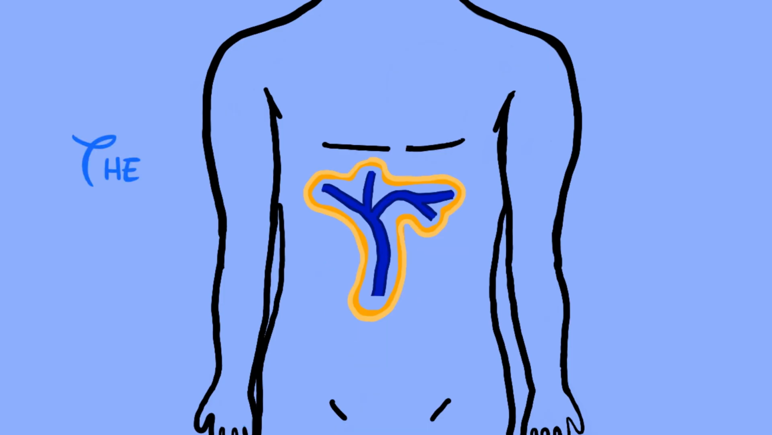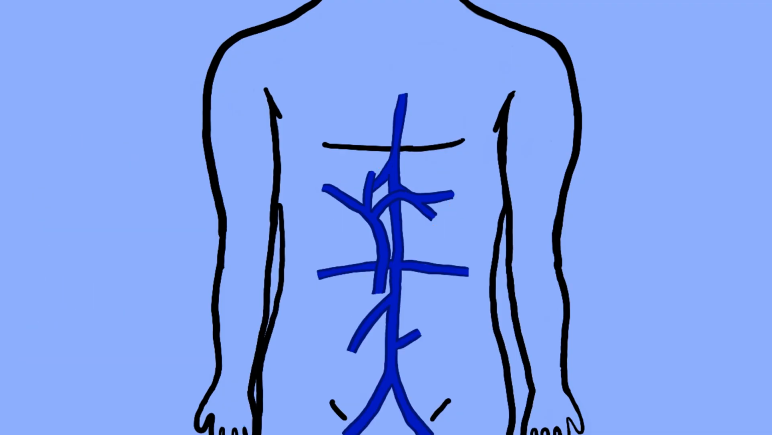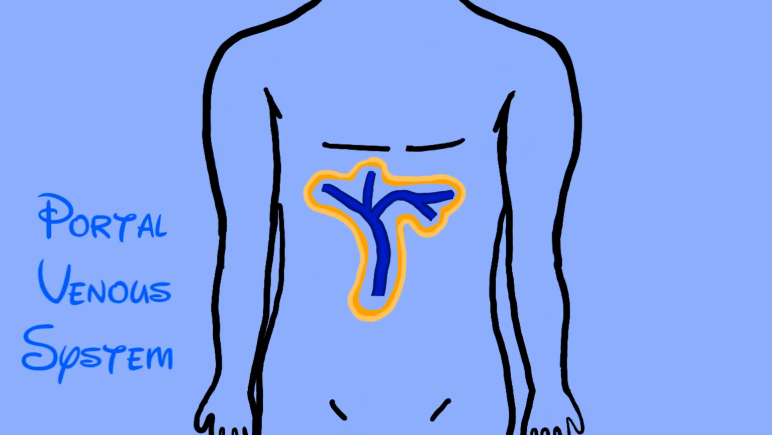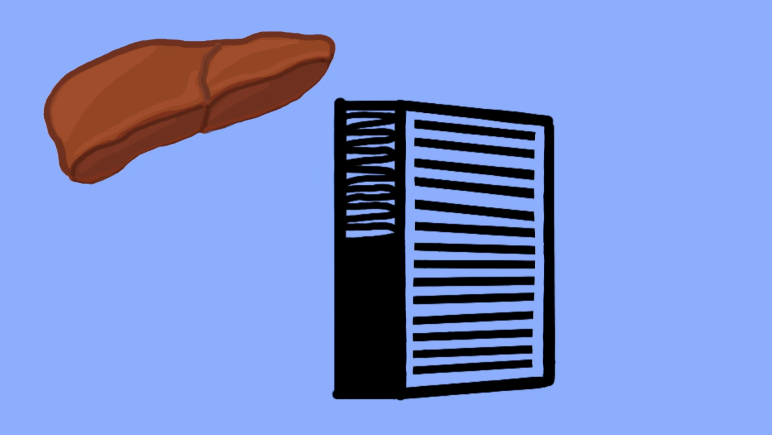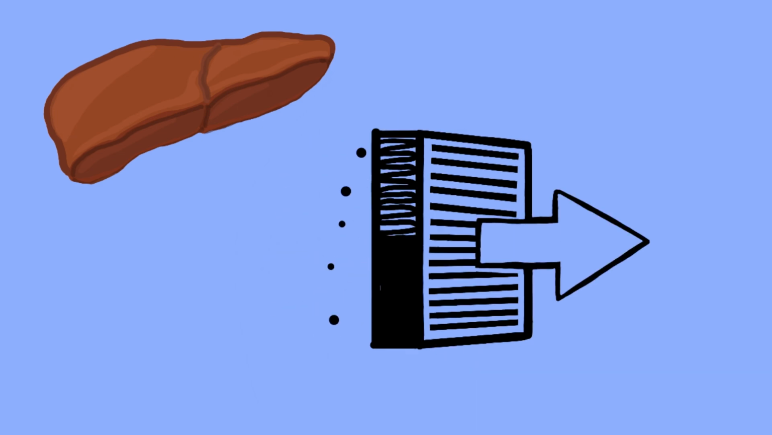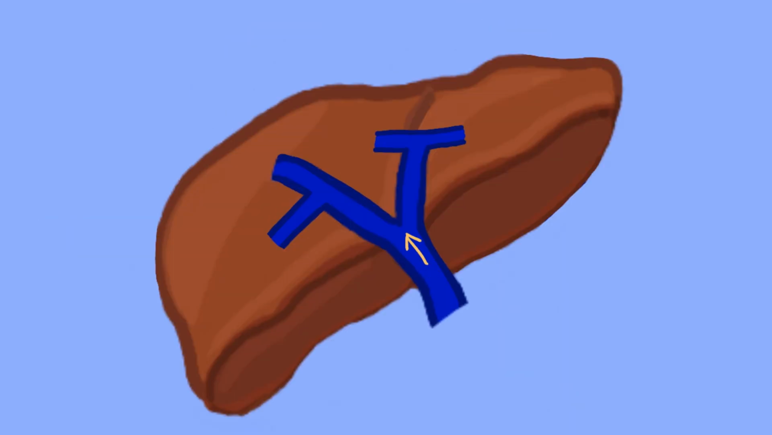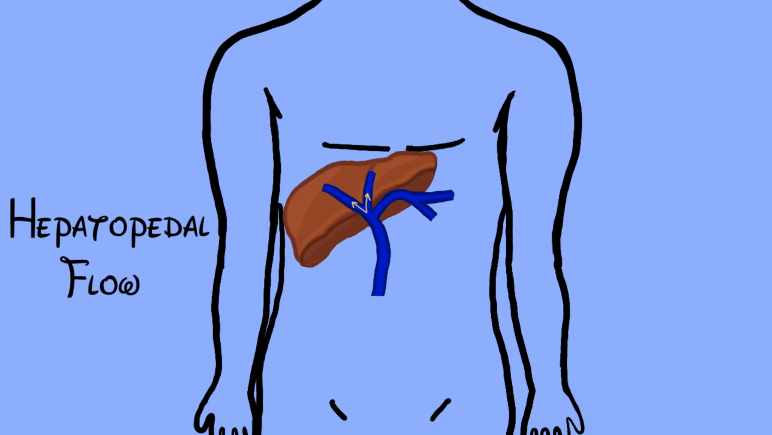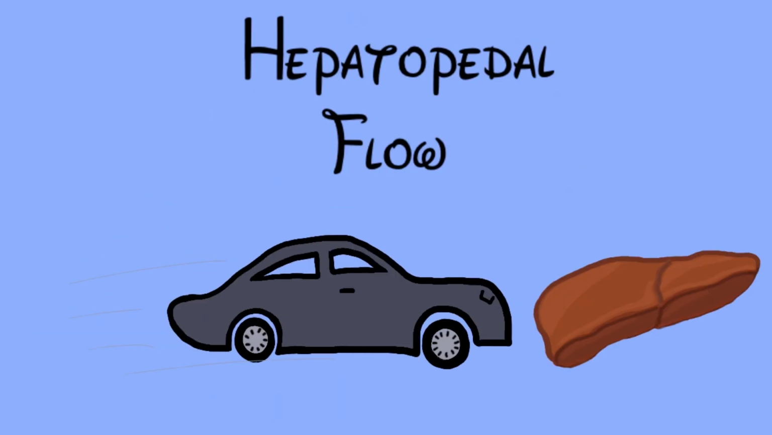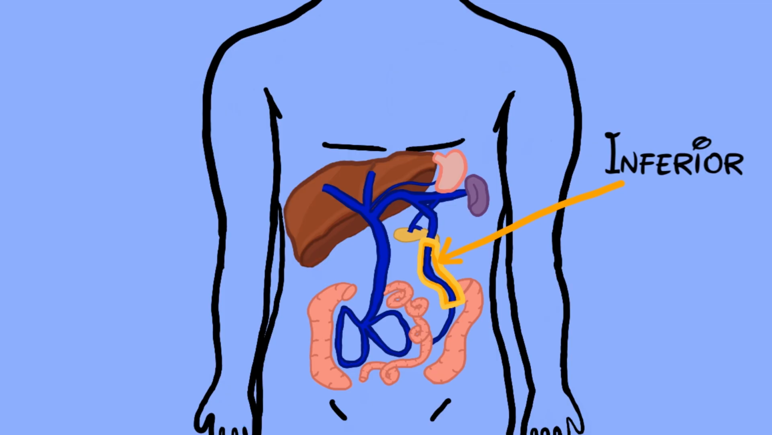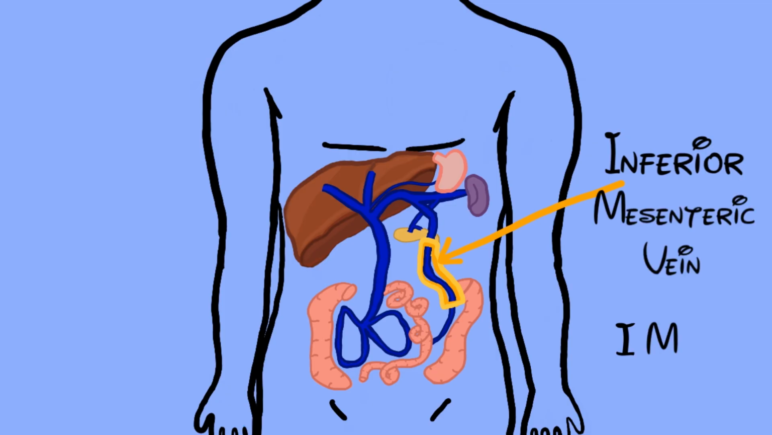In front of and not attached to the IVC is the portal venous system, supplying the liver with extra blood flow because the liver is like a big filter and it needs a lot of blood flow. 75% of the liver's blood supply is from the portal vein, and since it's going towards the liver, it's hepatopetal, which is forward flow. The inferior mesenteric vein, or IMV, drains the left side of the large intestines.